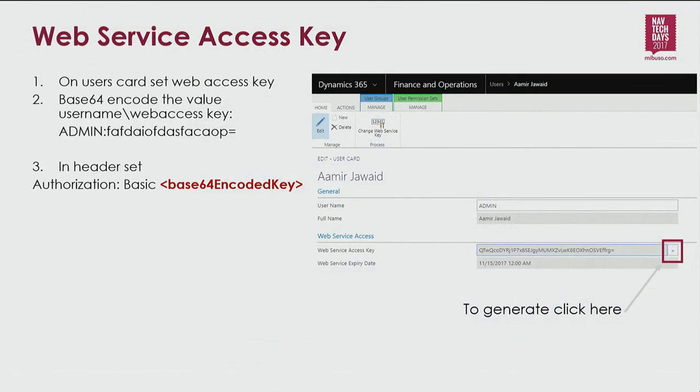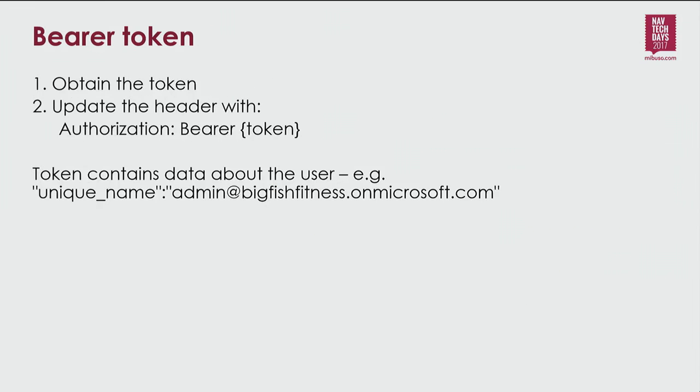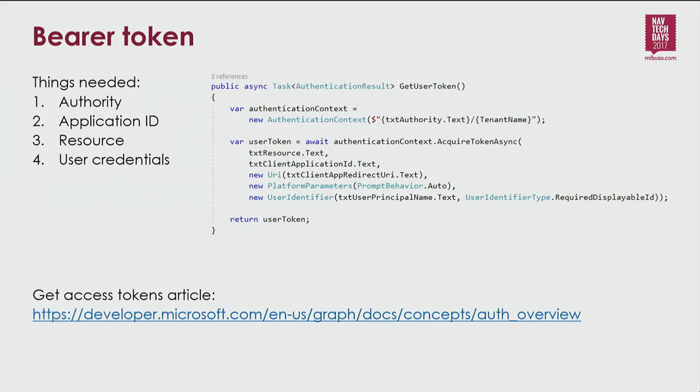Now, the second way of authenticating is bearer tokens. This is also rather simple to use, but it requires a bit more setup. And the tokens are superior to the web access keys because they contain information about the user. I'll demo this one quite shortly. In order to get the token running, you need to get 4 pieces of information, and this is the hardest part. Obtaining these 4 points, that's the hardest part with using the tokens. And this is the example of C#, how you can actually generate a token.